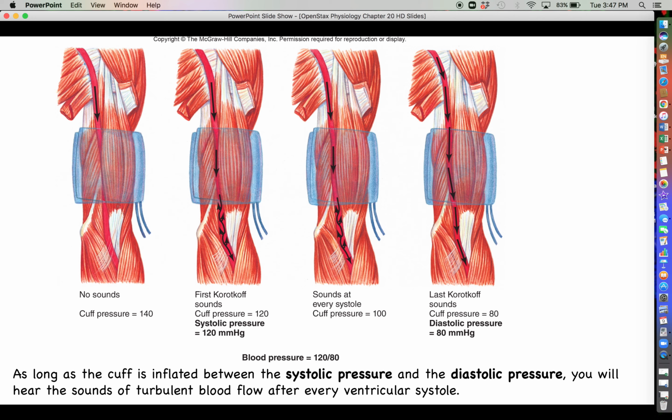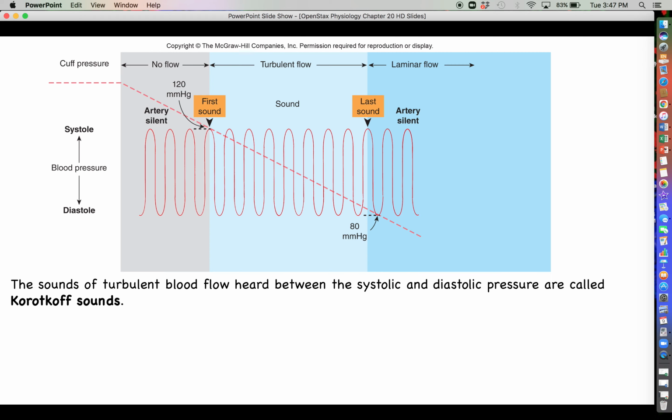So ultimately, as long as the cuff pressure is somewhere between the systolic pressure and the diastolic pressure, you will be hearing turbulent blood flow, what we call Korotkoff sounds, every time the ventricles contract. If the pressure is higher than the systolic pressure, you will be hearing nothing because there is no blood flow. If the cuff pressure is lower than the diastolic pressure, you're not going to hear anything because you've got laminar blood flow. As I said, the sounds of turbulent blood flow you hear in between the systolic and diastolic pressure are called Korotkoff sounds.